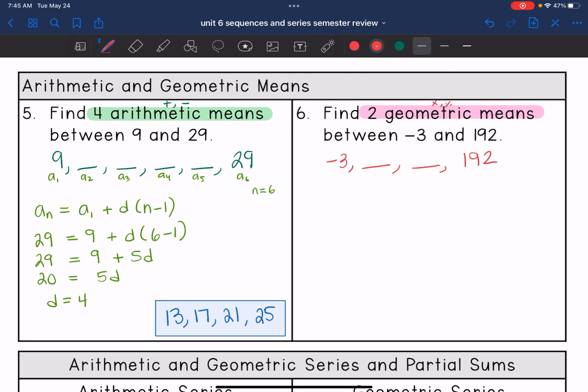Okay, so same thing. What pattern would I follow? So the explicit rule for geometric is a sub n equals a sub 1 times r to the n minus 1 power. We're going to fill in everything that we know. So -3 is a sub 1. 192 is a sub 4, which means that n would be 4. So we're going to plug all that in. 192 equals negative 3 times r to the 4 minus 1. Well, 4 minus 1 is 3. Then if I divide by negative 3 on both sides, that's negative 64. And then we're going to cube root both sides.